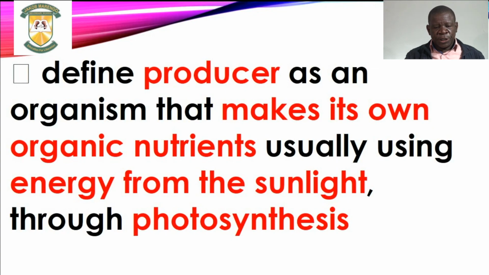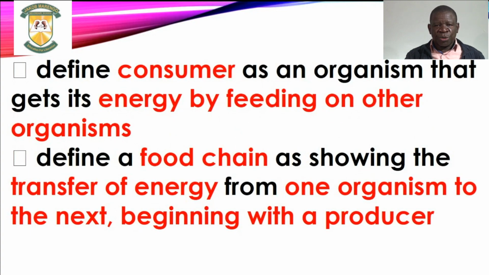The light energy is picked up by producers. A producer is defined as an organism that makes its own organic nutrients, usually by using energy from sunlight through photosynthesis. A consumer is defined as an organism that gets its energy by feeding on another organism. These organisms are related through a series of flow of energy, creating what we call a food chain.